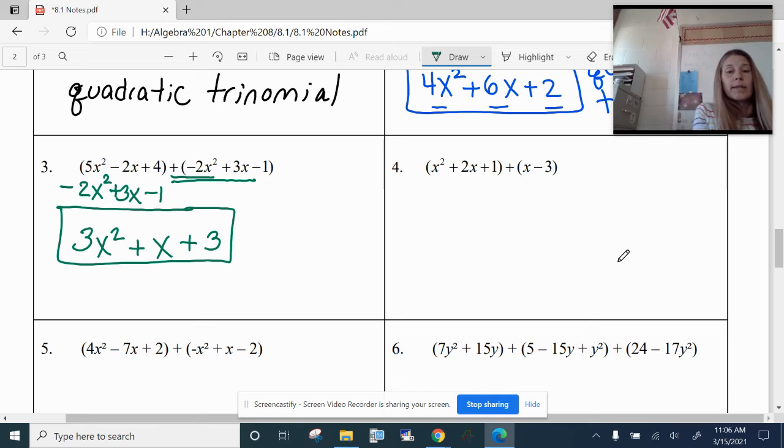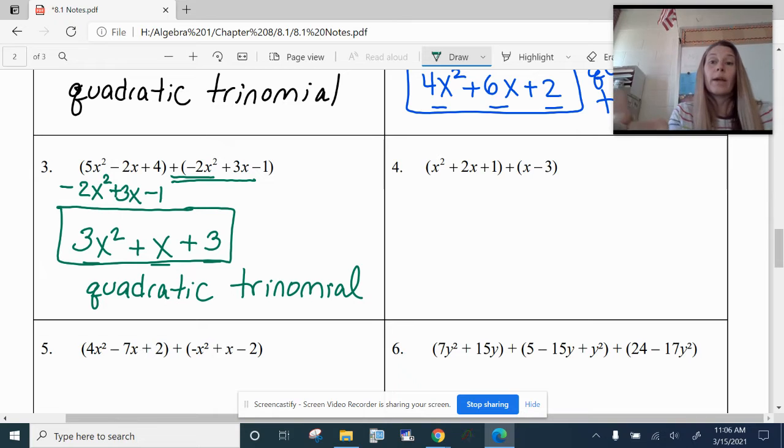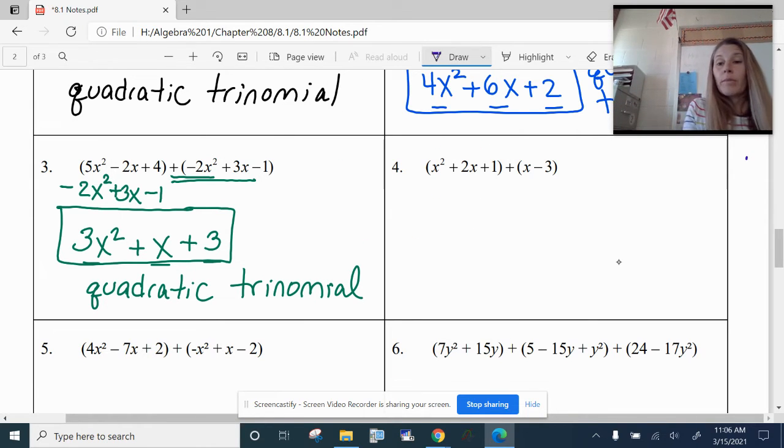And this, of course, again, highest exponent I see is this 2, so this would be quadratic for the degree. And there are 1, 2, 3 terms here being added or subtracted together, so it is a trinomial, so quadratic trinomial.